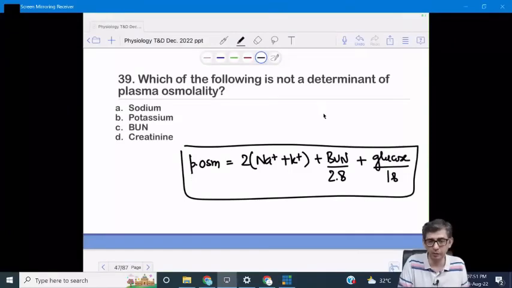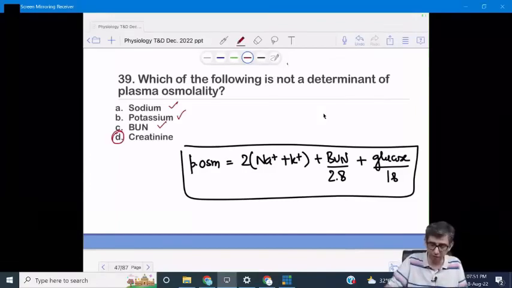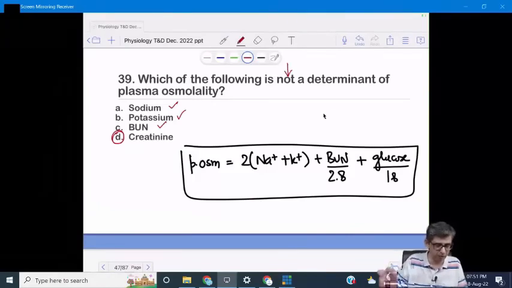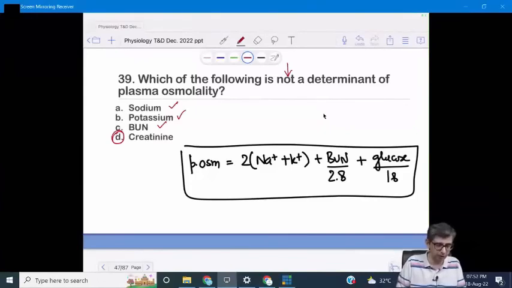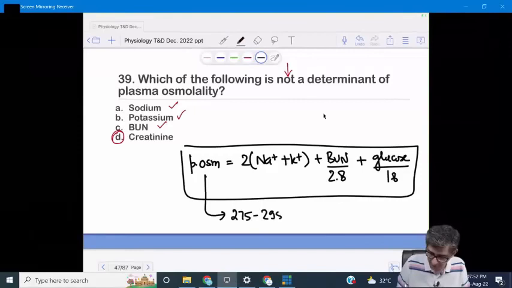So you can see sodium, potassium will be playing a role, BUN will be playing a role, but not serum creatinine. The question is which of the following is not a determinant of plasma osmolality. The correct answer for this one would be serum creatinine. Okay. Answer to 39 is option number D. Normal plasma osmolality will oscillate between something in the range of about 275 to 295 milliosmoles.